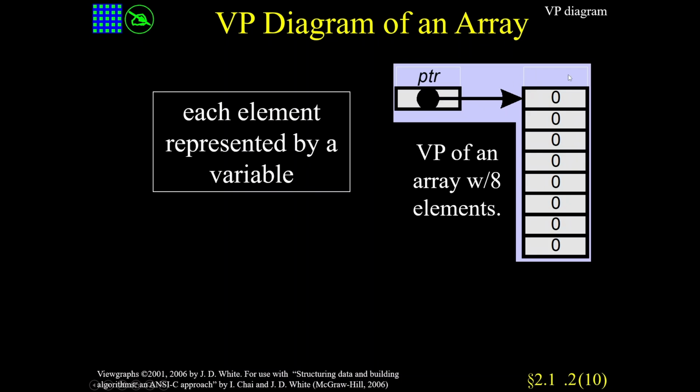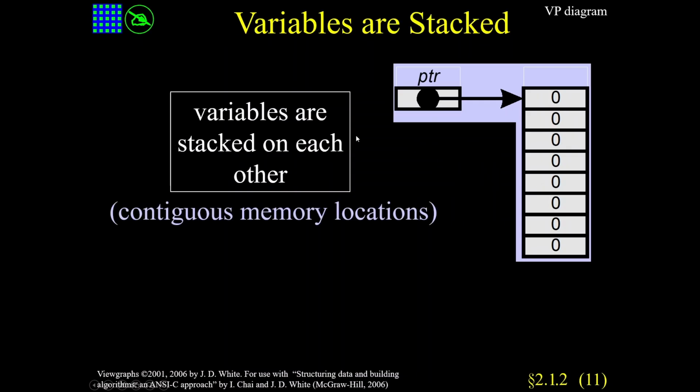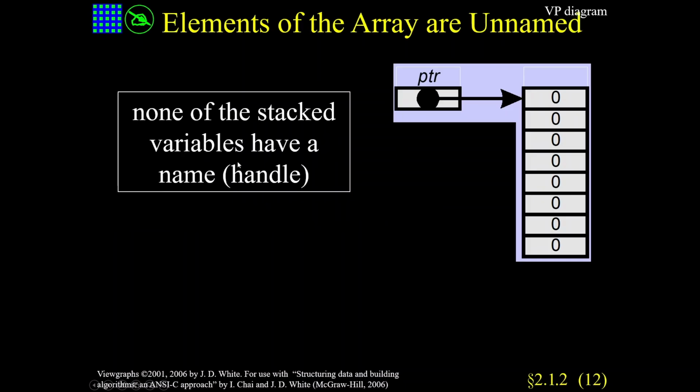Each element is represented by a variable. You can see each of the elements of the array is represented by a variable here. And the variables are stacked on each other, one variable on top of the other, because it's contiguous memory. And none of the variables have a name or a handle. There's no variable with a name or a handle in an array.